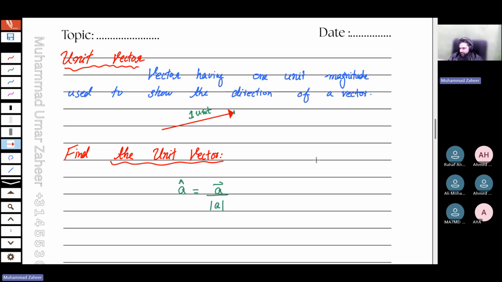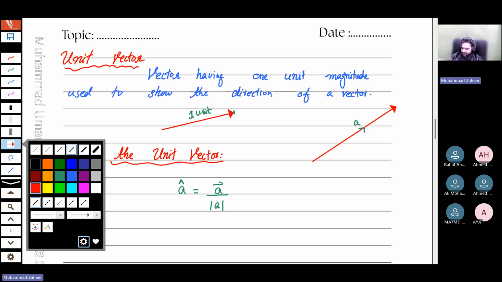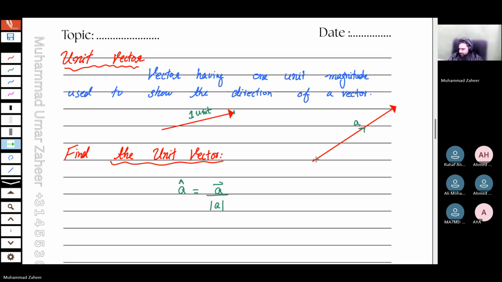For example, if I'm just going to show that this is the vector, that is the vector A. So I'm just going to make a small vector here, and it is a vector that shows the same direction. So it is basically a unit vector because the direction is exactly the same, but the magnitude of this vector is 1 unit. How to find it? We have to find a unit vector that will be equal to the vector divided by the magnitude of that vector.